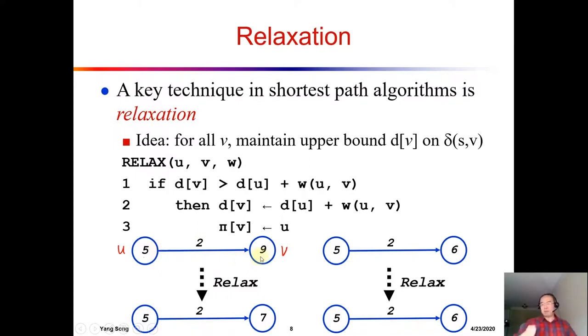So what does that mean? From the source, we can get to u at the cost of 5, and then from u to v, the cost will be 2.